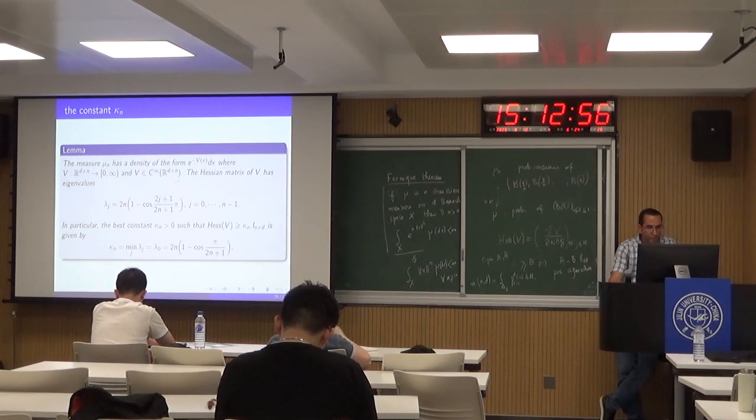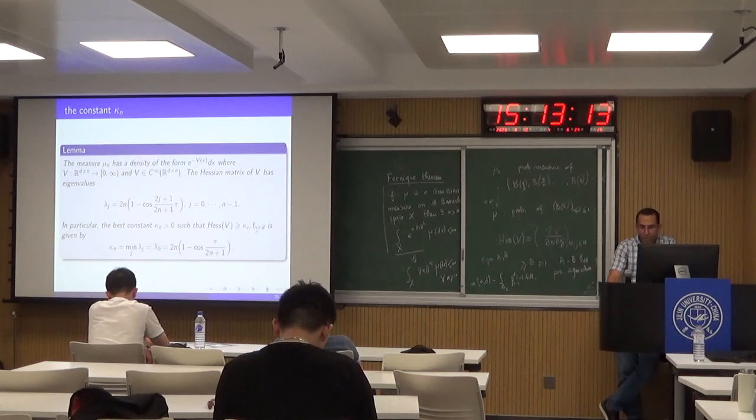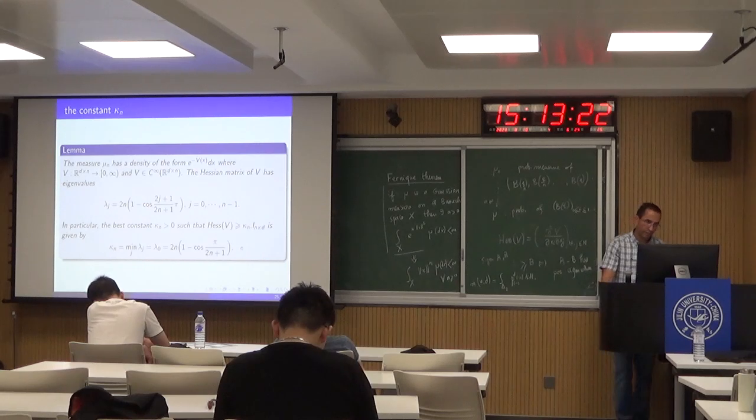The Hessian matrix of V has eigenvalues explicitly given by this expression. In particular, the best constant kappa n such that the Hessian is greater or equal than kappa n times the identity matrix is given by the minimum eigenvalue, and it is given here. Let's see the proof, how it was done.